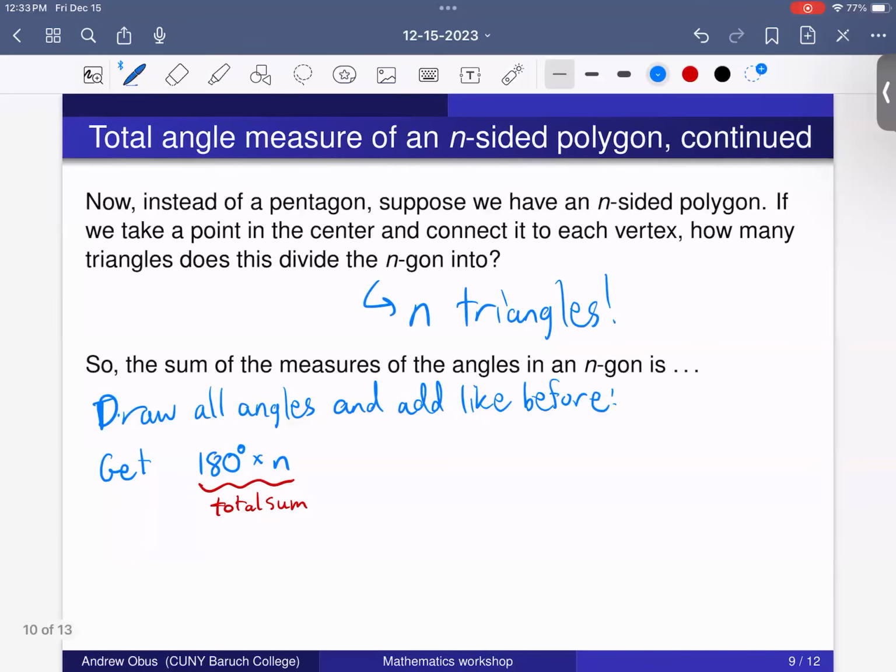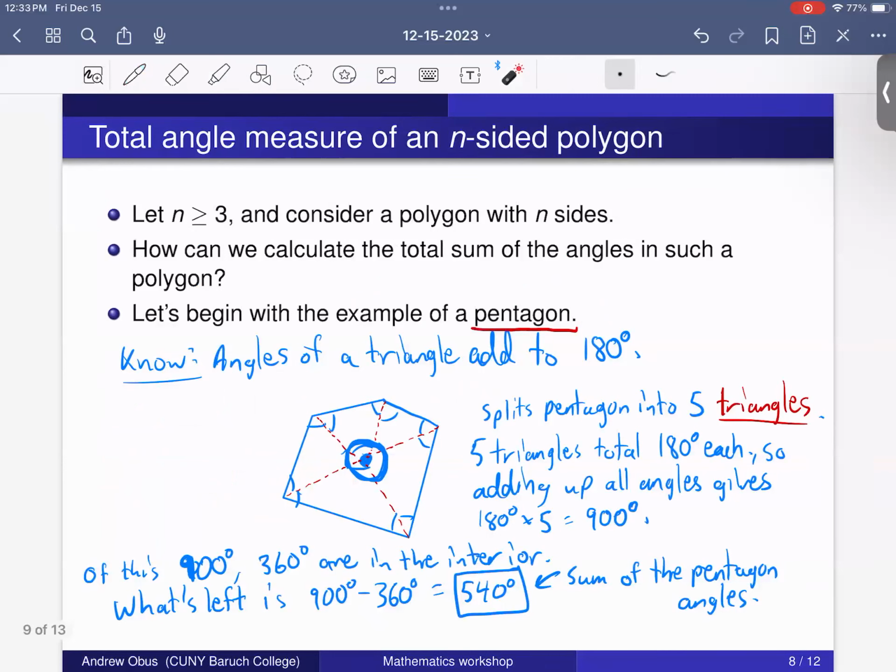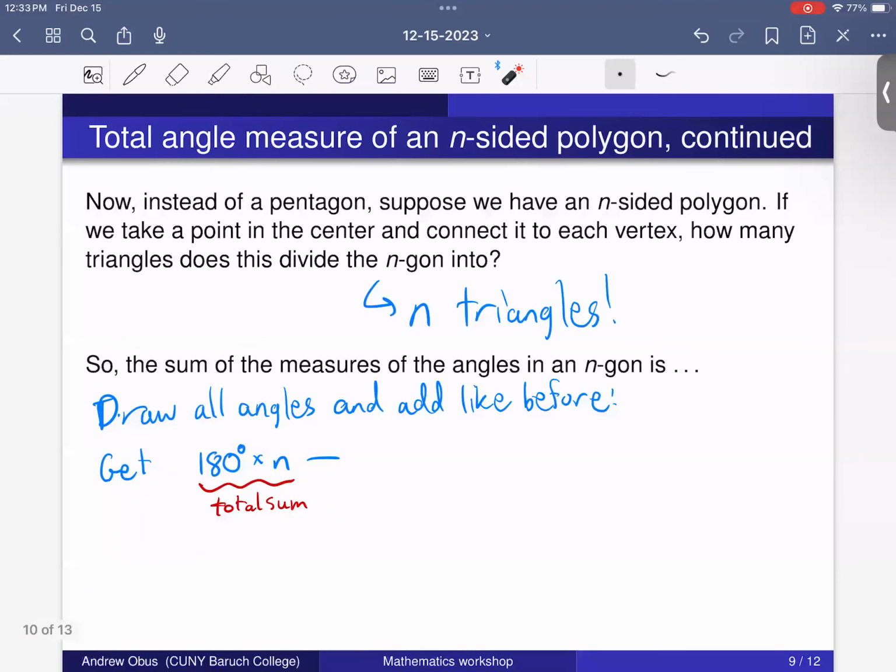And then again, no matter how many sides we have, all of these triangles are going to meet in the middle. We're still going to have a full circle of these angles that don't count toward the angle sum. So we're going to have to subtract off 360 degrees. This is the interior circle. And so the answer here is just going to be 180 degrees times n minus 360, but I can also use the distributive law if I want, and I can write that as 180 degrees times (n minus 2).